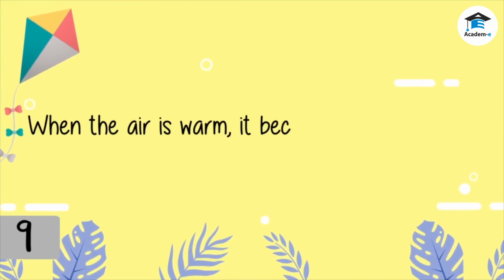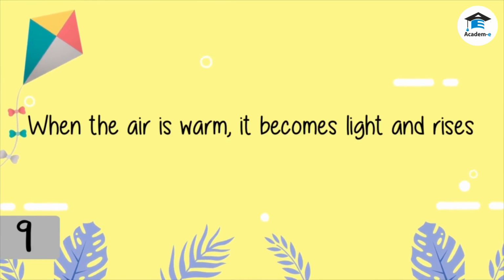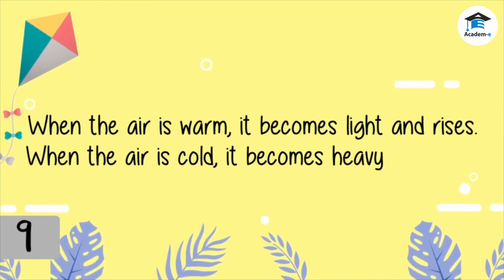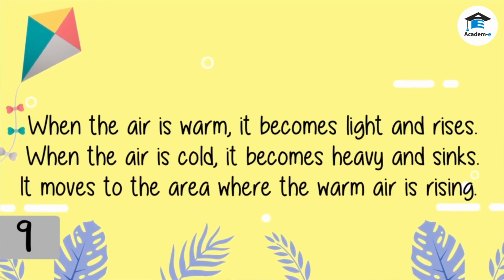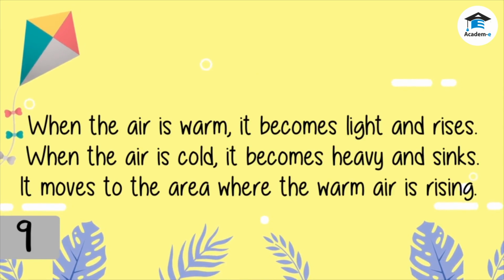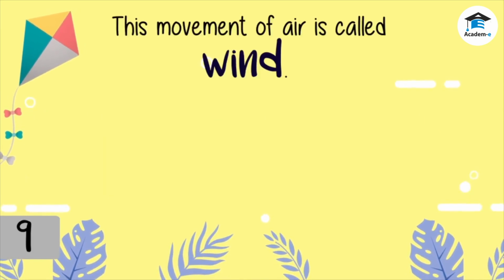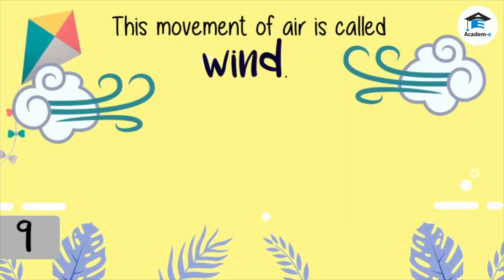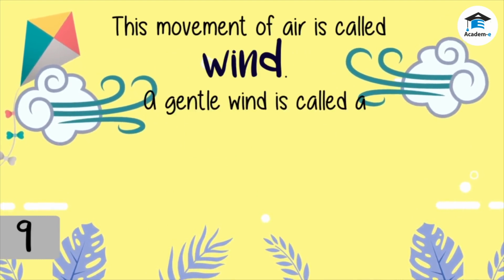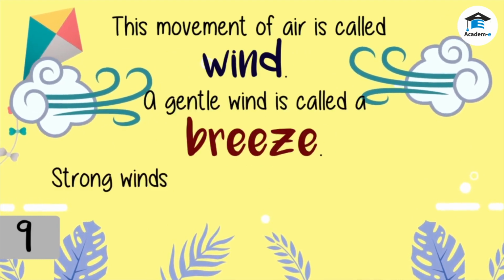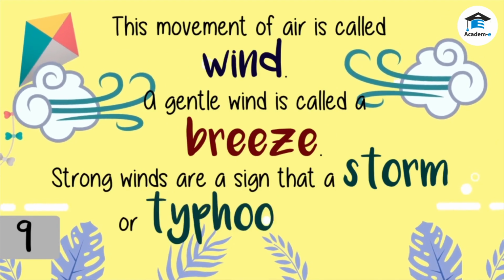When the air is warm, it becomes light and rises. When the air is cold, it becomes heavy and sinks. It moves to the area where the warm air is rising. This movement of air is called wind. A gentle wind is called a breeze. Strong winds are a sign that a storm or typhoon is coming.